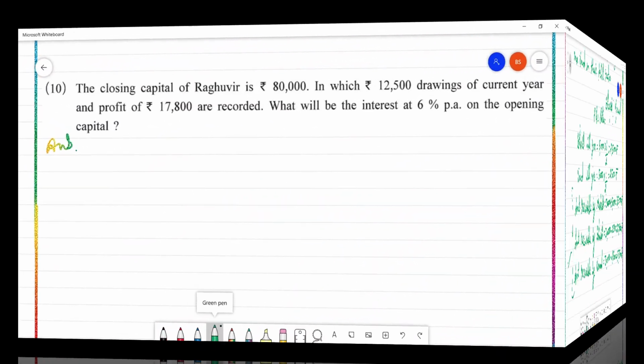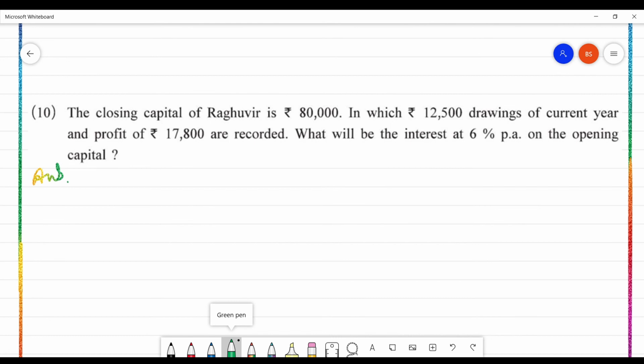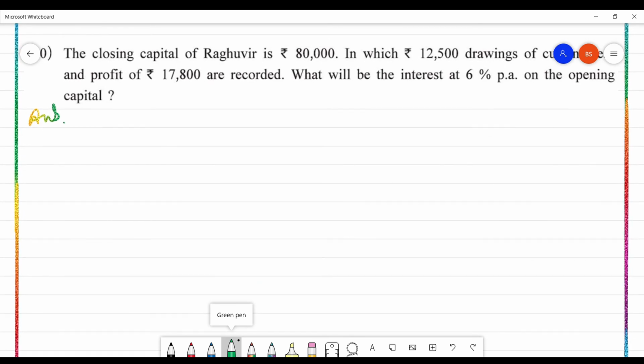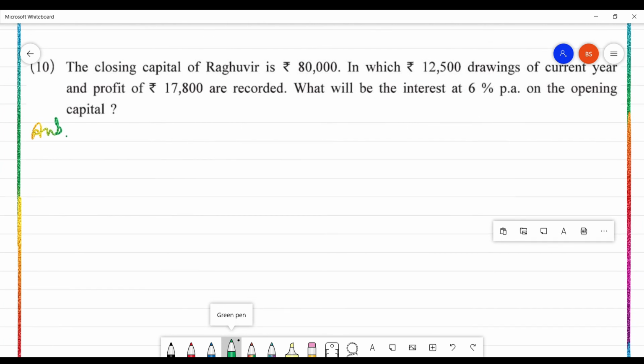Let's understand the next sum. The closing capital of Raghuveer is rupees 80,000, in which rupees 12,500 drawings of current year and profit of rupees 17,800 are recorded. What will be the interest at 6% per annum on the opening capital? Here the closing capital of Raghuveer is given and we have to find 6% per annum interest on opening capital. So we have to find out the opening balance of capital through this formula.